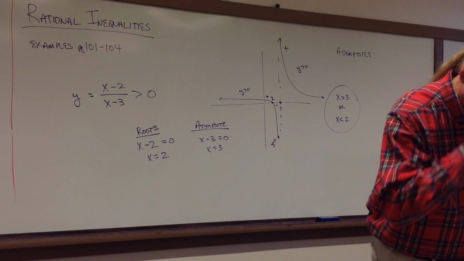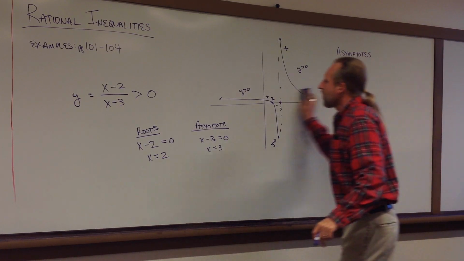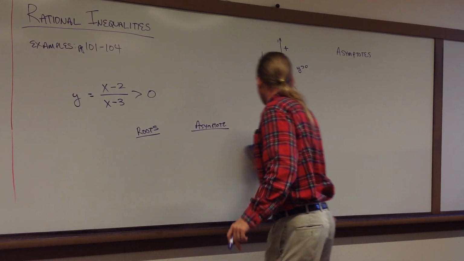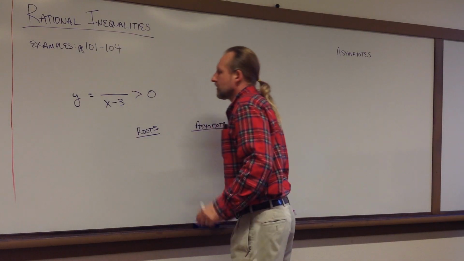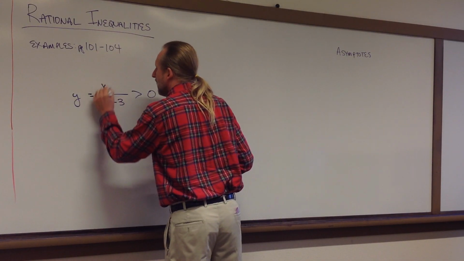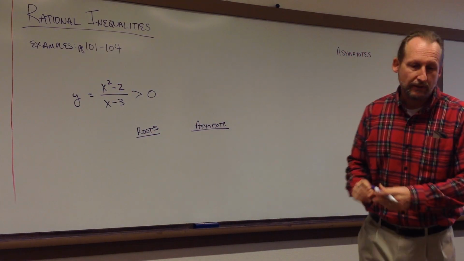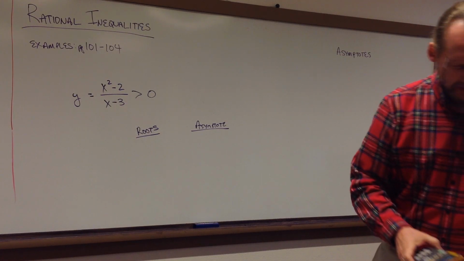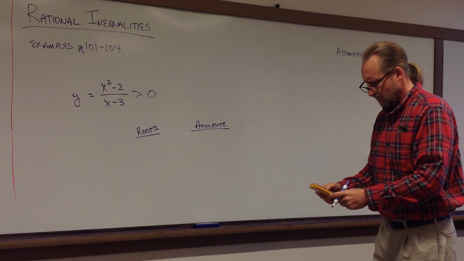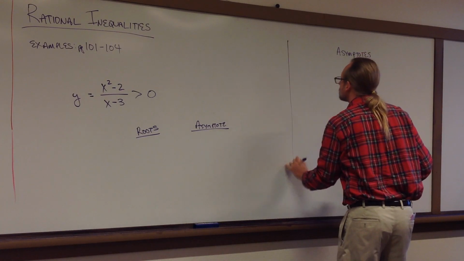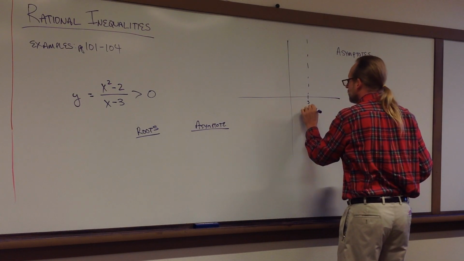Now the third example that we use here, let's see. Let's erase this stuff. The third example changes this. So now we've got an x squared minus 2 on the top and an x minus 3 on the bottom. So let's draw a sketch on the board for what that looks like. We've still got the asymptote here at x equals 3.